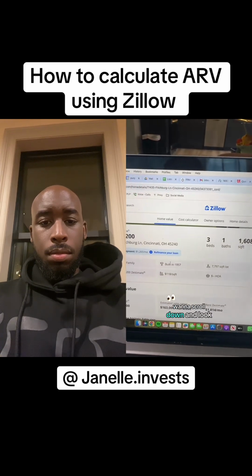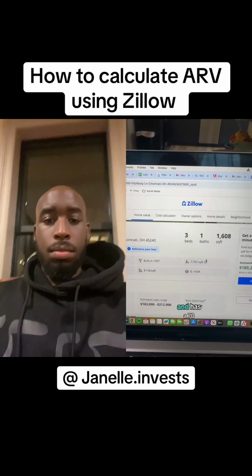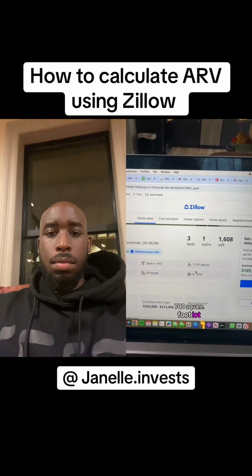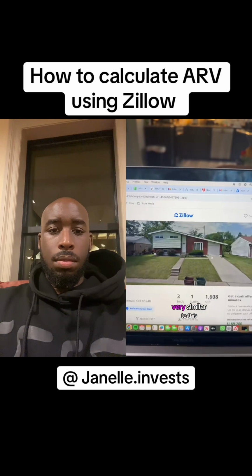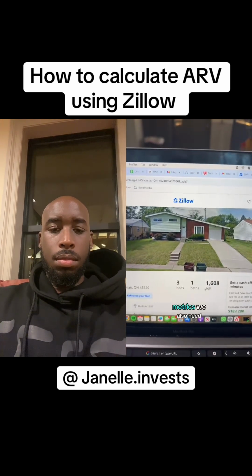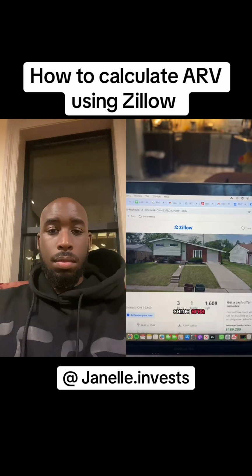And we want to scroll down and look at this. Year built was 1957 and it has a 7,700 square foot lot. So we want to find a house that looks very similar to this and has the same metrics. We also need it remodeled in the same area. So let's take a look.